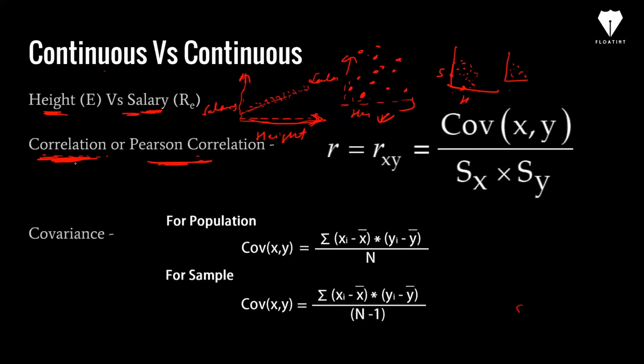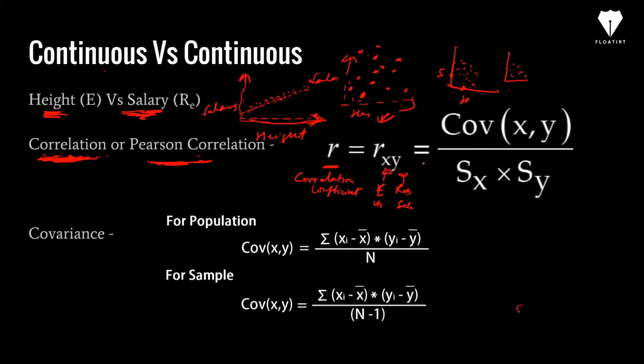So what do we call it? That is correlation. I want to find the correlation between height and salary. As the name itself suggests, it will tell me the correlation between height and salary. It is also called Pearson correlation. How do we calculate it? This R will be the correlation coefficient. And Rxy means X is the explanatory variable and Y is the response variable, in this case height and salary.